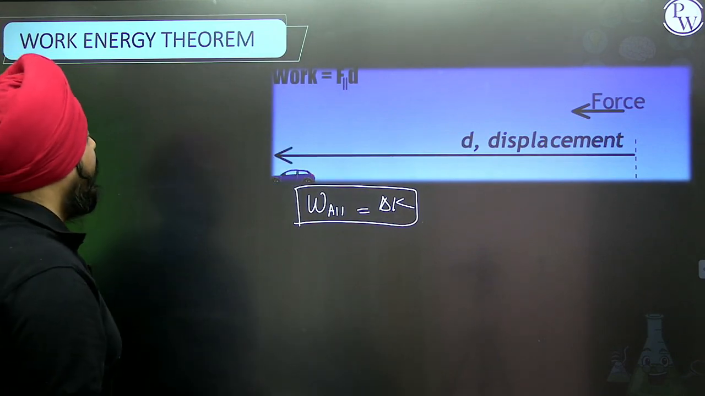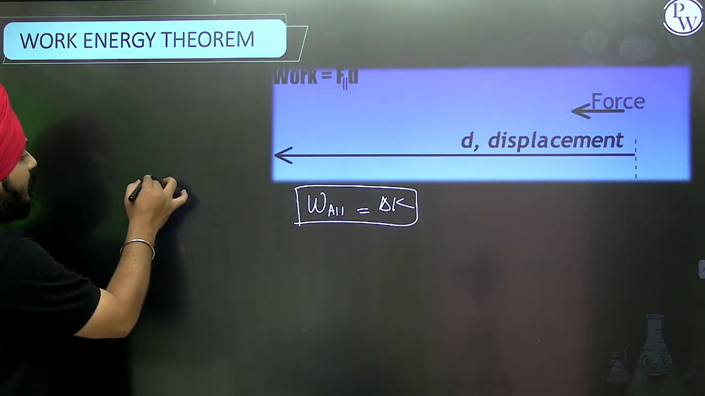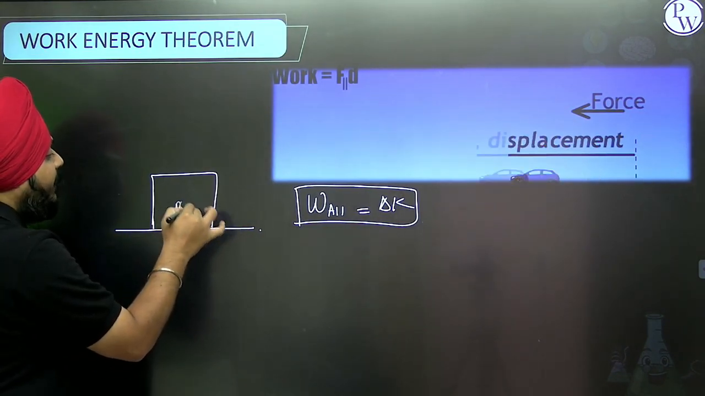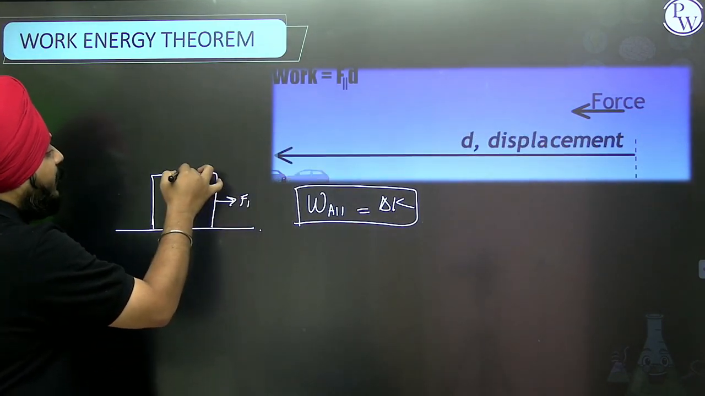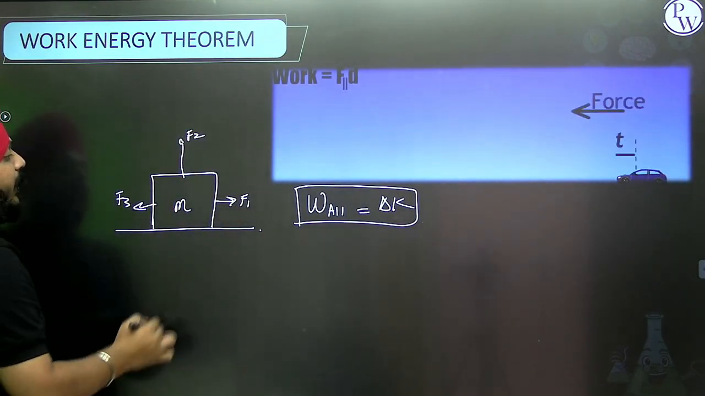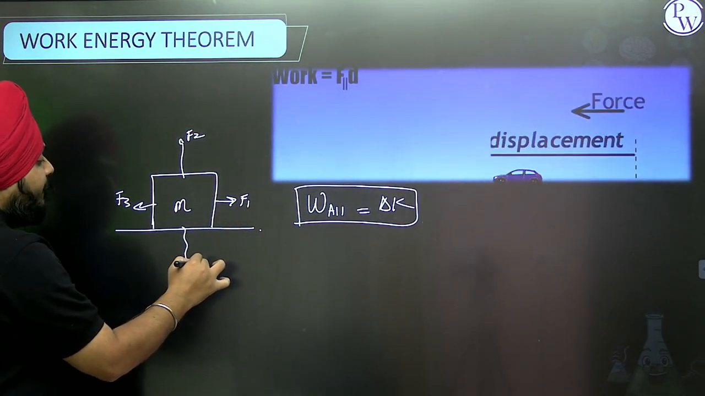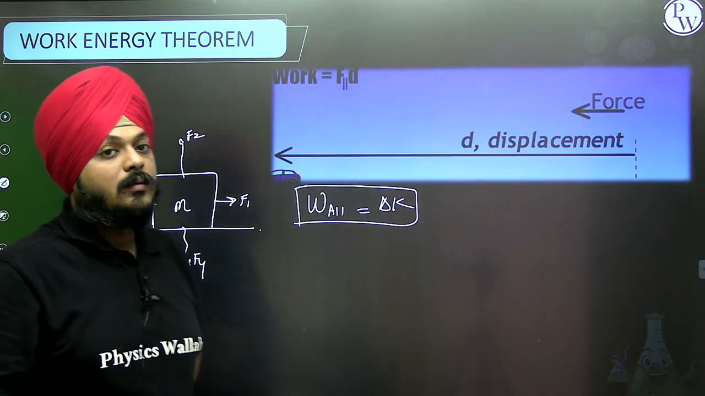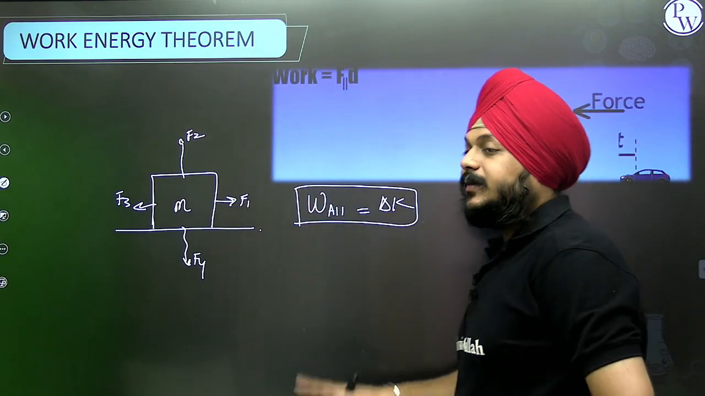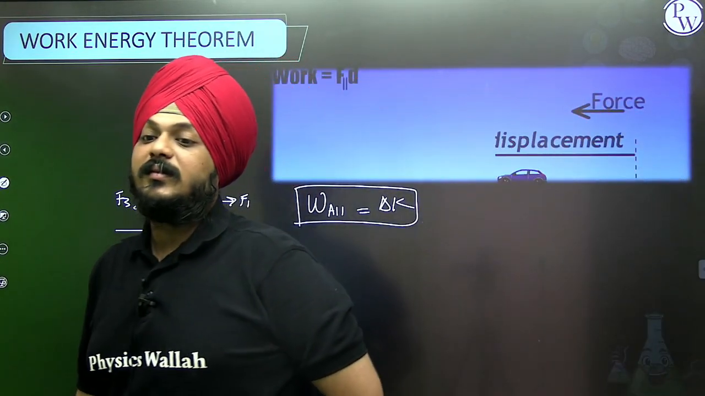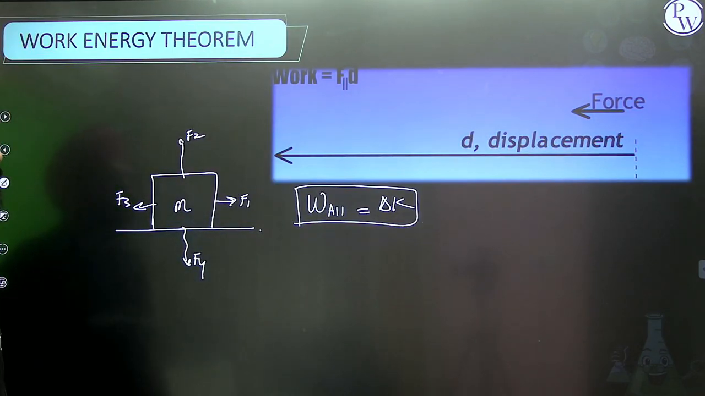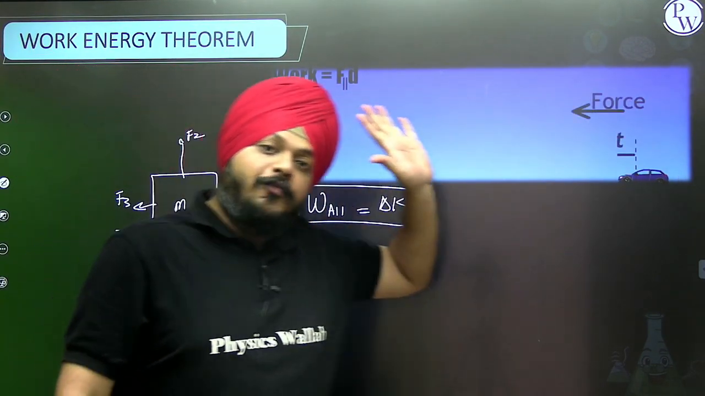Let's take a very simple example to understand this. This is an object of mass M. This is force F1, this is force F2, this is force F3, and let's say this is force F4. Four types of forces are acting on the specific object. Work is done by all of these forces.